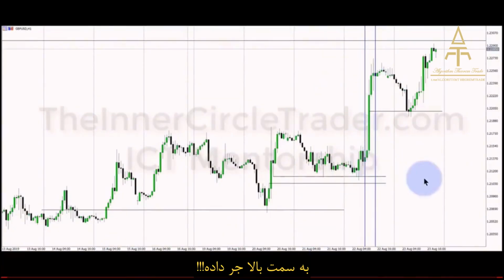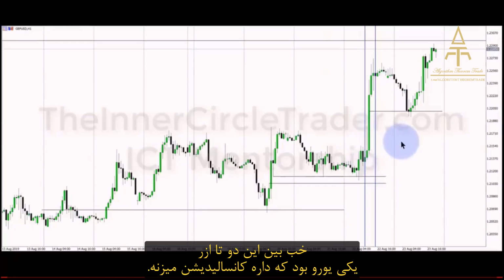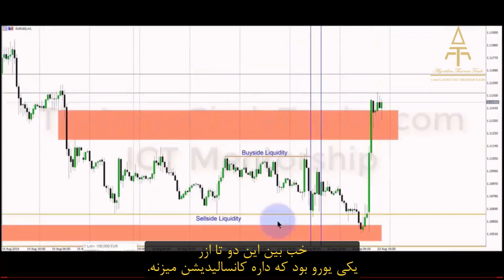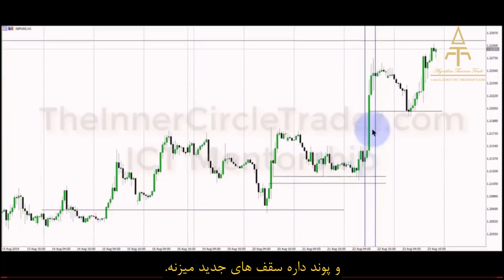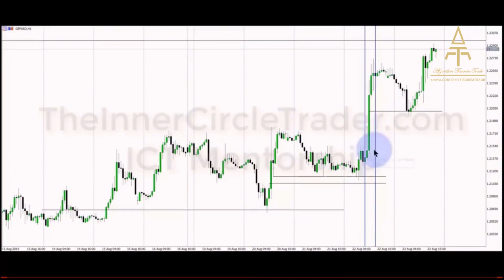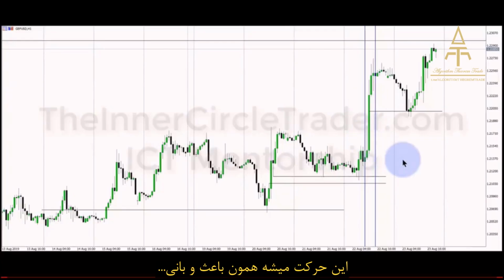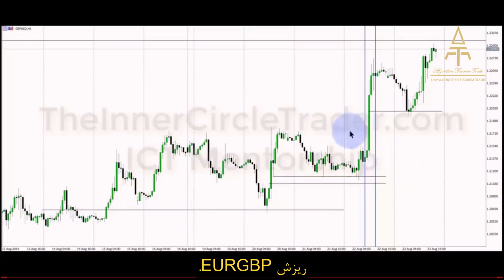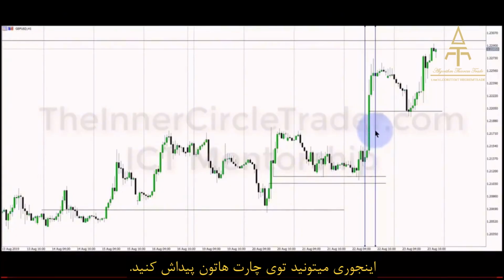On the same day, August 22nd, what is cable doing? Tearing off to the upside. So between those two currencies, we have euro consolidating, cable tearing off into new highs, running above equal highs here and running into buy side liquidity. This is going to create that catalyst that causes euro pound to decline or drop. So that's what that looks like, and how you find it in the charts.